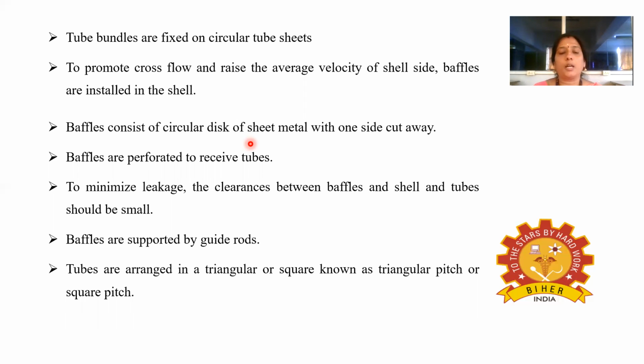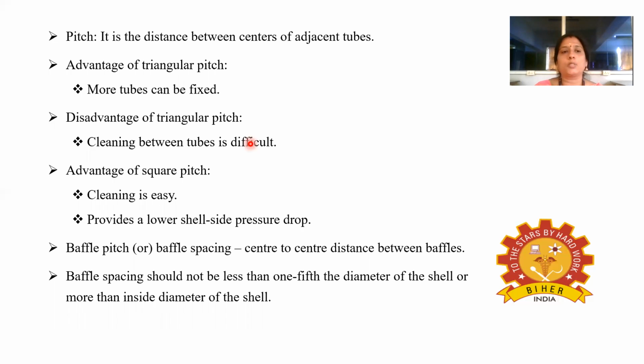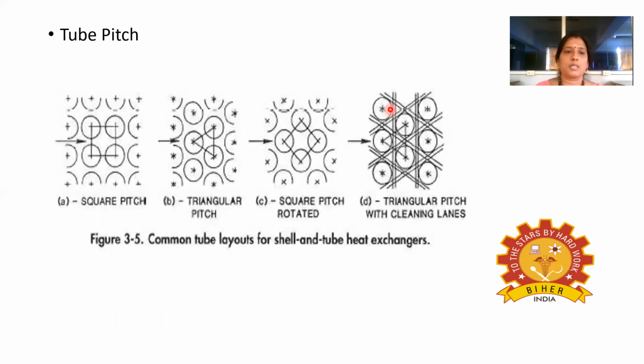And these tubes which are inserted in the tube sheets follow the triangular pitch or rectangular pitch, which is otherwise called square pitch. First, what is pitch? The pitch is nothing but the center to center distance between two tubes. Here we can see the tube pitch. So these are tubes. The center of one tube and the center of another tube, this distance is called the tube pitch.